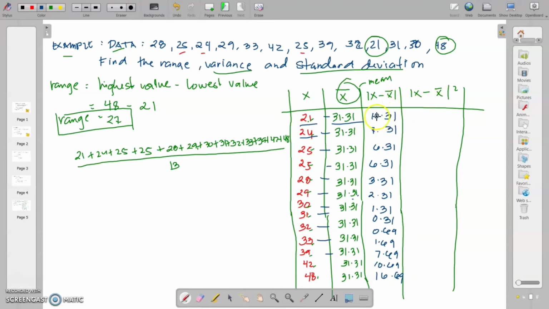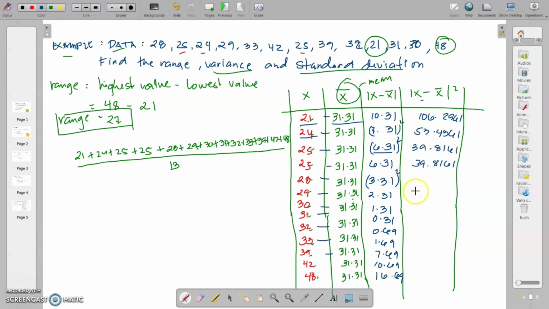So, kung i-square mo siya, so i-square mo 10.31 squared equals to 106.2961. Then, i-square mo naman siya 7.31 squared. Gayahin lang ito na formula equals to 53.4361. Next is ito naman squared. So, magiging 39.8161. Same, 39.8161.